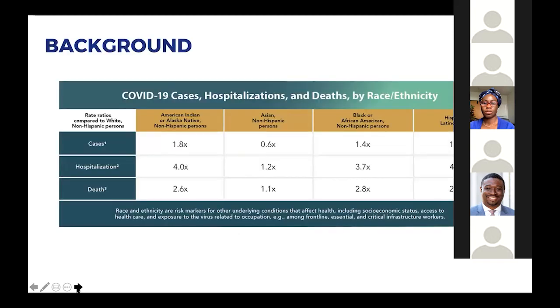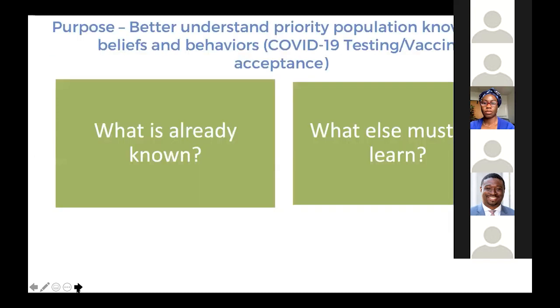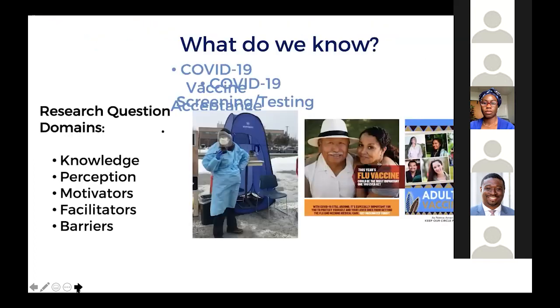So the background, I'm not even going to say anything. We all know this sad set of statistics. Let's go to the next slide. Thank you. As I said, part of what we're trying to understand is our priority population. What do we already know, and what else must we learn? So part of the reason we're doing a lit review is so we don't repeat the wheel. Let's go to the next slide.